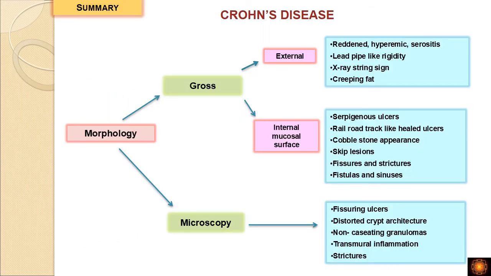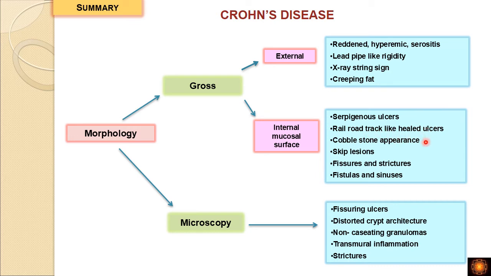So how you have to remember is, when you are describing the gross, try to remember from the external surface to the internal mucosal surface. So externally we have hyperemic radiant serositis, then lead pipe-like rigidity. X-ray shows a string sign because of the narrowed lumen, and then you have creeping fat on the external surface. Internally we have first small ulcers which form serpiginous ulcers which heal. They form railroad track-like healed ulcers.